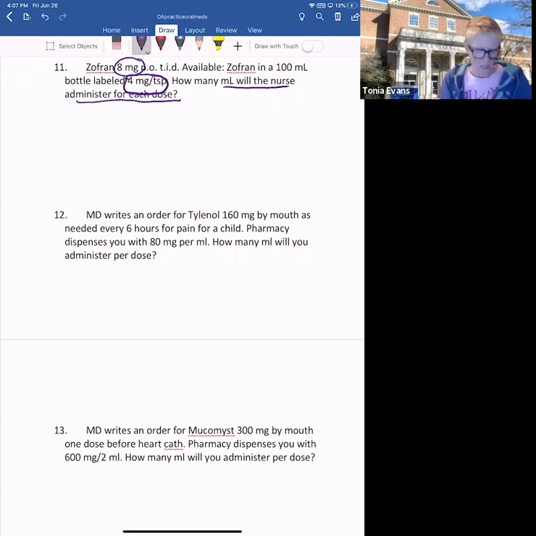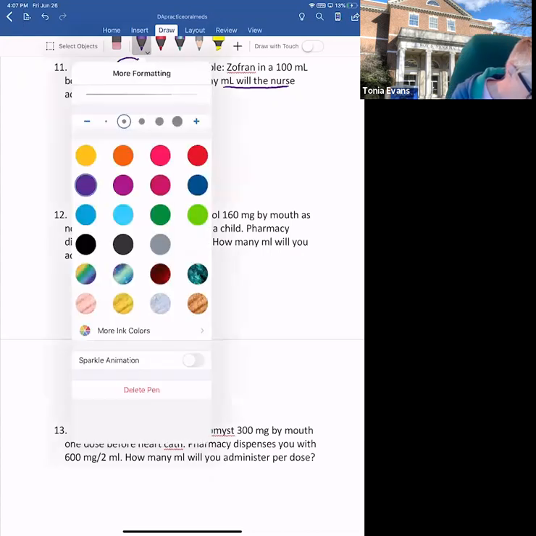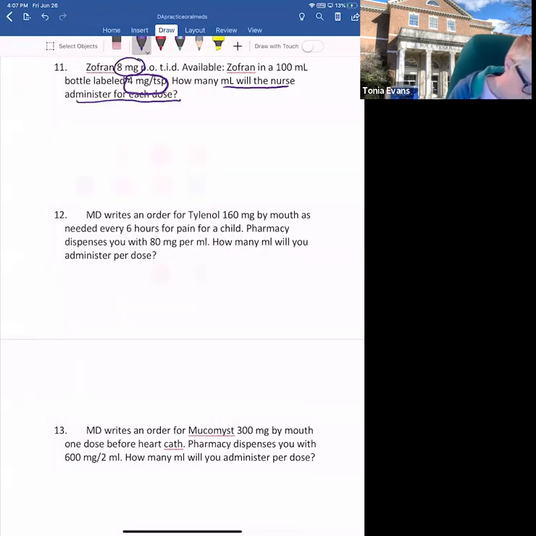But anyway, so this is what I was saying. If I were to do this as a written test, I would probably just make a little line through this. Like, okay, I can kind of ignore that, I think. Okay, so I want to know milliliters per dose.